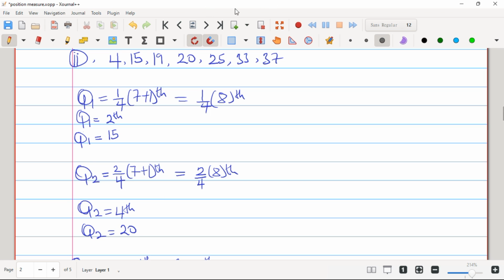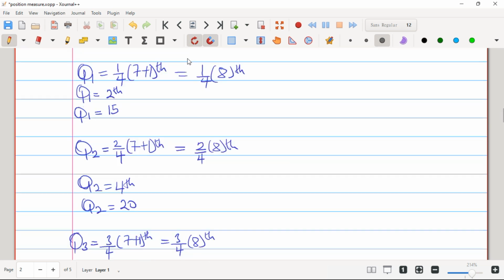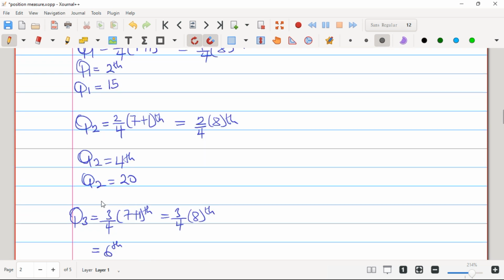So for Q2, you are going to have 2 divided by 4 times n plus 1 position. Right? So here we are going to have 2 divided by 4 times 8 position. Right? So this 4 will go into 8 how many times? 2. 2 times 2 gives us what? 4. So Q2 will be at the 4th position. Right? So let's count. 1, 2, 3, 4. That is what? 20. Right? So our Q2 is what? 20. Let's go to Q3.